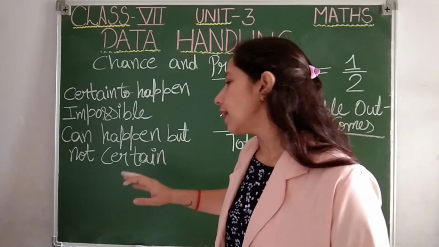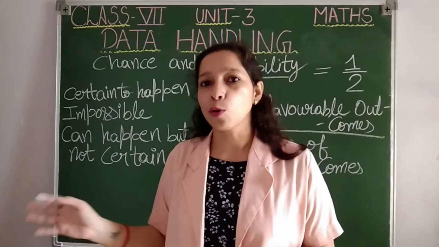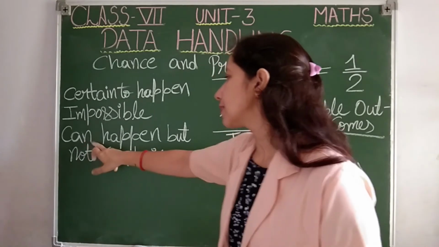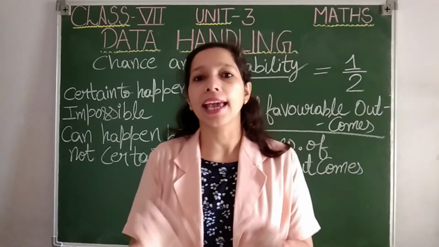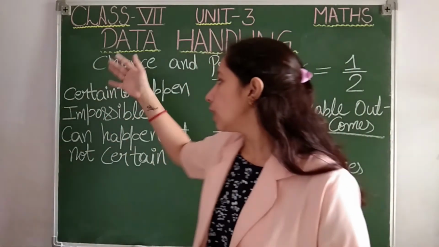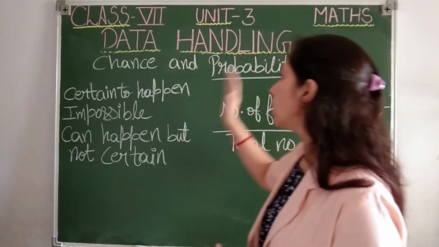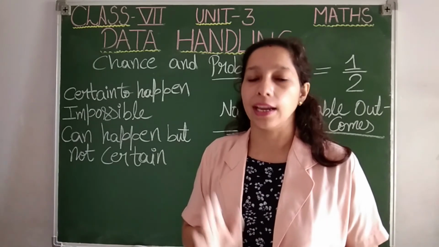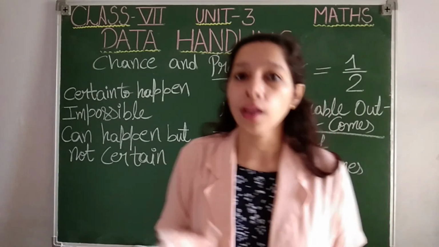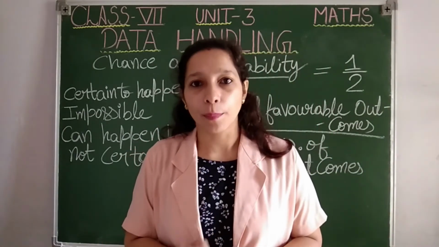And I am telling you, yes, COVID may go up to December, but I am not sure. That means it can happen, but not certain. It can happen, but it is not sure. So these are some situations. These are some chances, students. For these chances only, we are calculating probability. How to calculate probability? Again, I'll explain you with one example.